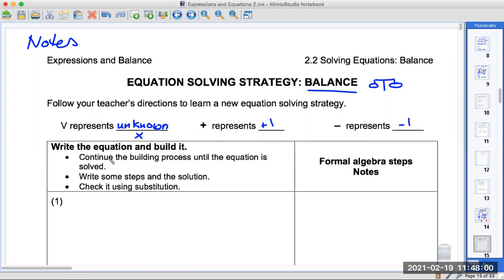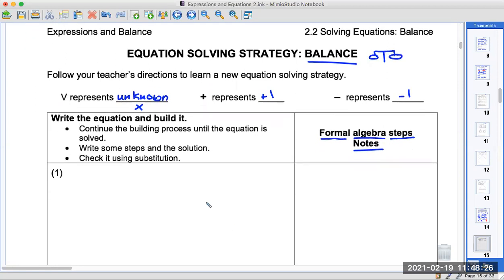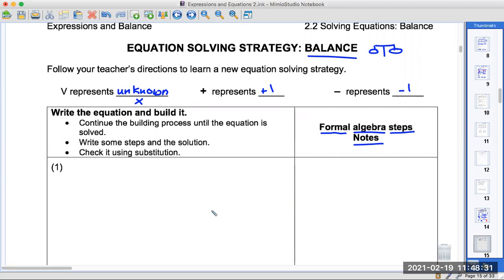So we're building, write the equation and build it. Here we're gonna use counters. Here we're gonna use formal algebra steps. This is how we're going to end up doing it all the time. The counters are just to help us get started. This is what you're going to really learn in 7th grade. And it keeps going in 8th grade and 9th grade. But once you're good at it, you're going to do much better in algebra.